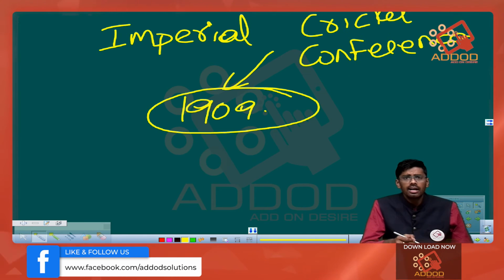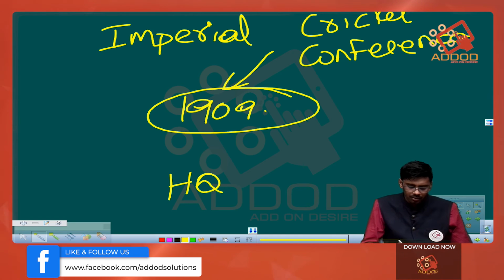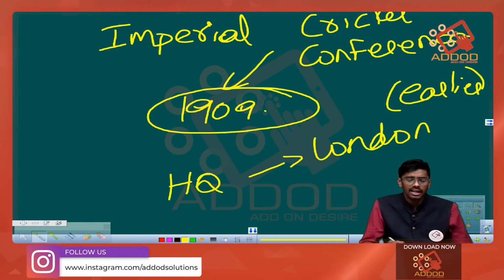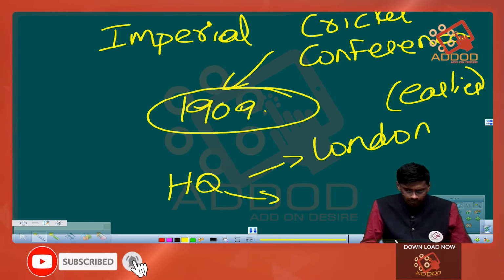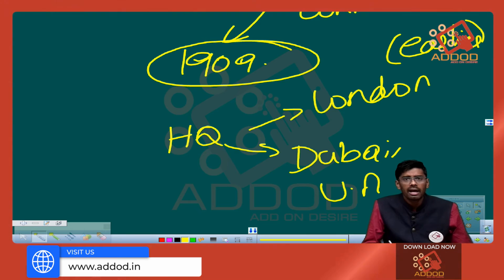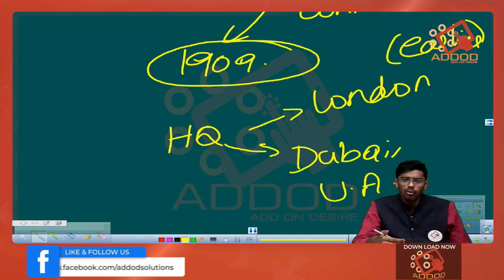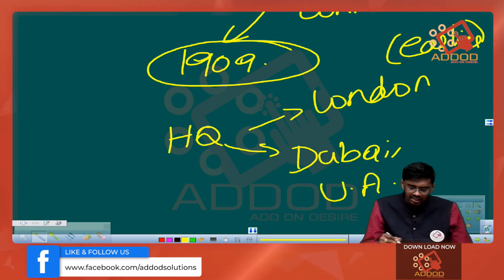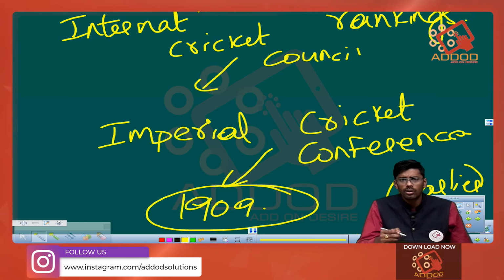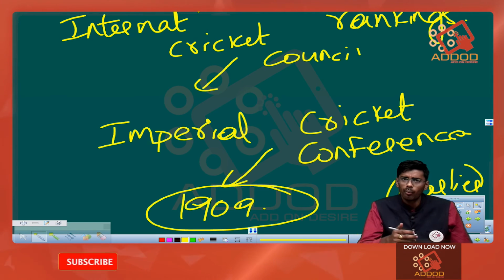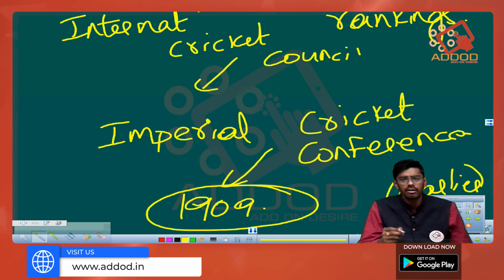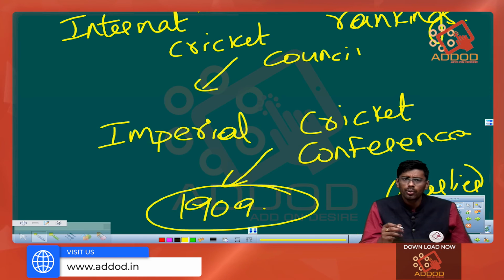And earlier its headquarters was London, whereas for the last 10 years its headquarters is in Dubai, which is in the United Arab Emirates. So the International Cricket Council's earlier name is Imperial Cricket Conference, and this was set up in 1909 and its original headquarters was London, and later the headquarters has been moved to the city of Dubai, in the United Arab Emirates.